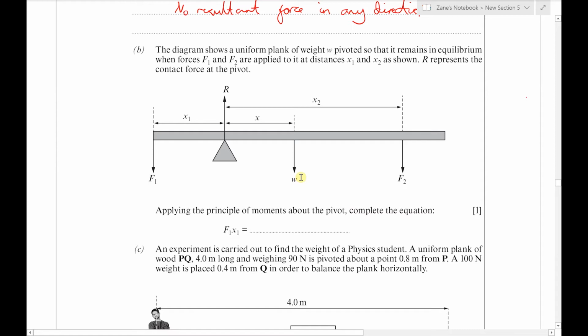Now, applying the principle of moments about the pivot, we've got to complete the equation. Well, F1 times x1 is the anti-clockwise moment that's acting on the plank. So all we need to do is write the sum of the clockwise moments. So what we've got is force W at a distance of x, so its moment will be Wx, and we've got force F2, which is at a distance x2. And it doesn't matter whether we write that as F2x2 plus Wx.